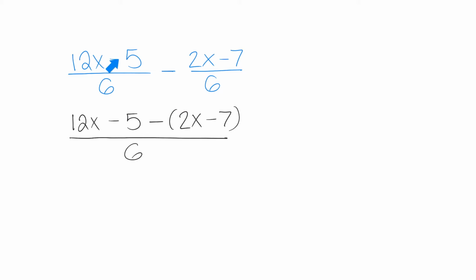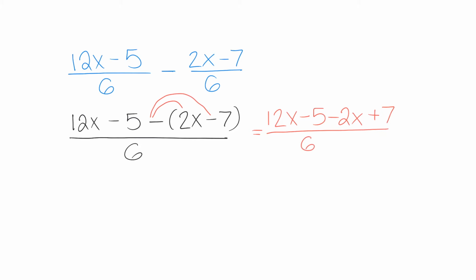Just to be clear, this negative, the subtraction sign doesn't impact anything. That just means we're subtracting 5. It's only the two rational expressions being subtracted that has an impact. Okay, we're going to distribute. We're going to distribute this negative onto the 2x and the negative onto the negative 7. So it's going to change that. That's going to give us 12x minus 5 minus 2x. A negative 7 is plus 7 all over 6.